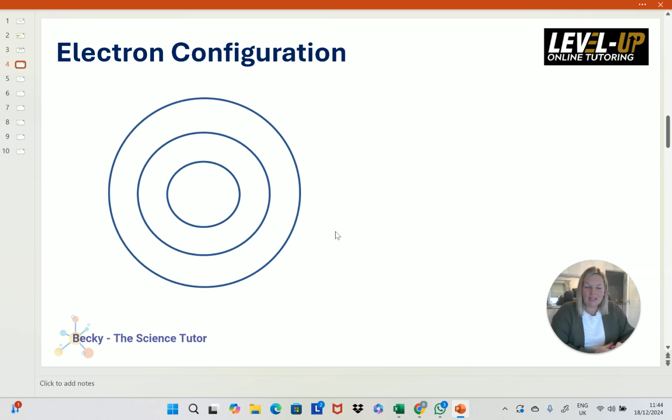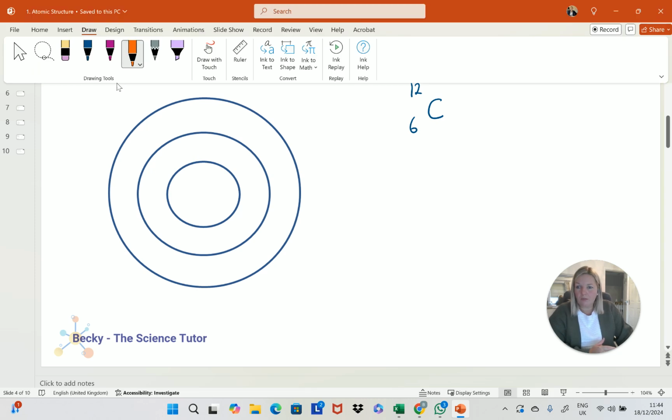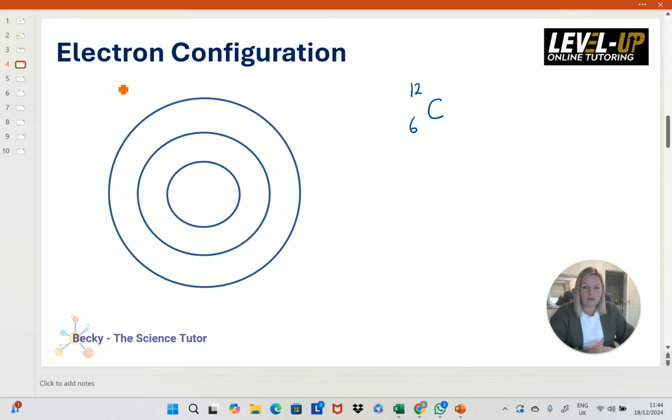Okay, let's take a quick look at electron configuration then. So configuration is just a fancy word for saying how things are put together. So how are those electrons arranged in those atoms? So let's stick with our carbon. Okay, so carbon has a proton number of 6, and we know now that the number of protons equals the electrons, so we know straight away that carbon has 6 electrons.